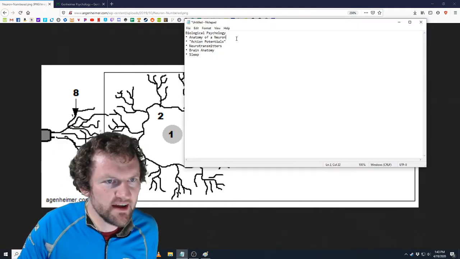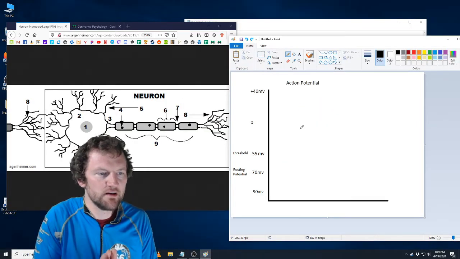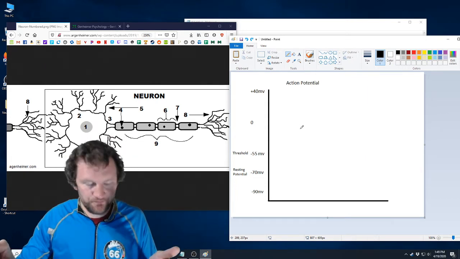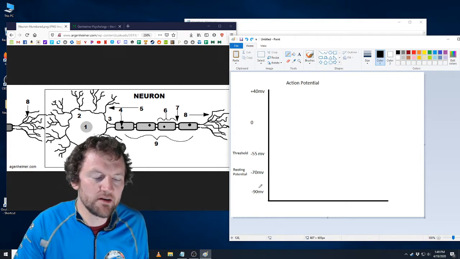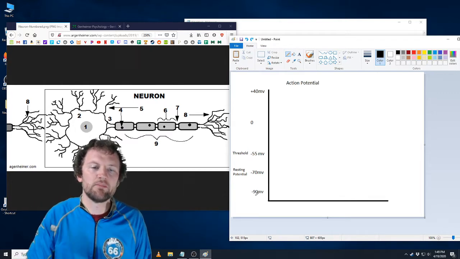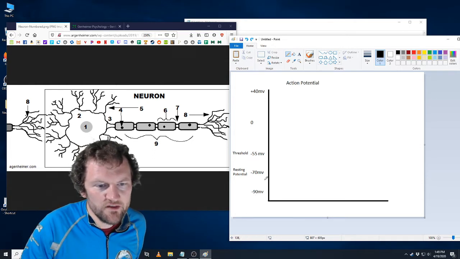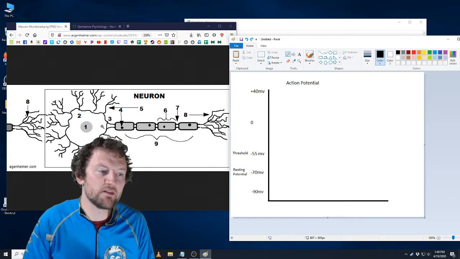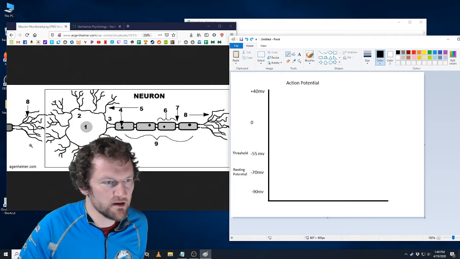Great. Action potentials. An action potential is just the electrical process of a signal being sent across the axon. And it is measured in millivolts. So up here is positive 40 millivolts, down here is negative 90 millivolts. And usually the process of an action potential goes from positive 40 to negative 90 in a very predictable sequence. So the resting potential is negative 70 millivolts, meaning that in a neuron, if nothing's happening, it is negatively charged by roughly exactly negative 70 millivolts.